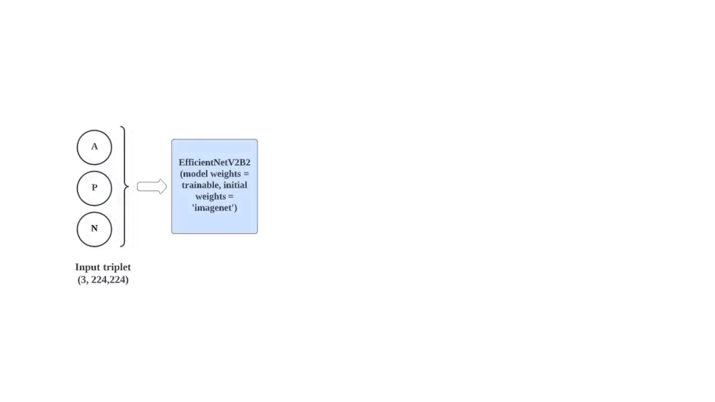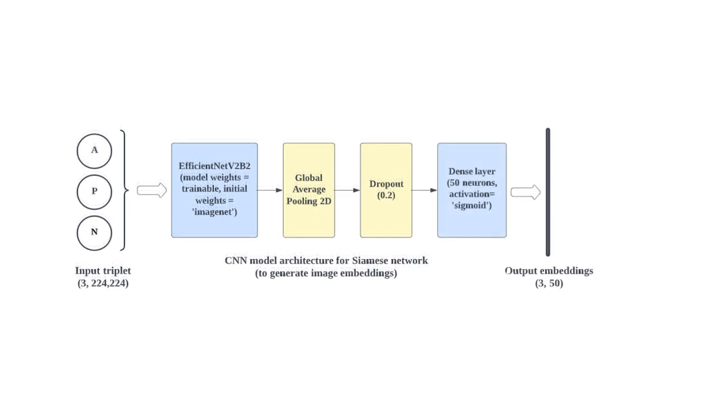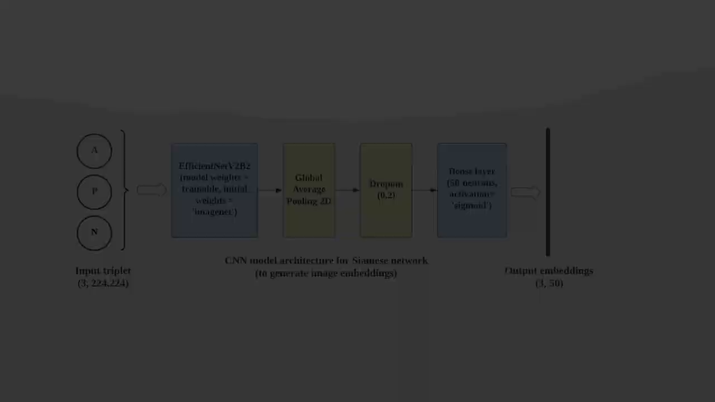It consists of EfficientNet V2B2, which is the best performing pre-trained model for a big dataset, with the weights initialized as the weights of the ImageNet dataset. We also add a global average pooling layer and a dropout layer to add regularization and prevent overfitting. And we have a final dense layer that generates embeddings in the form of a 50-dimensional vector for us.